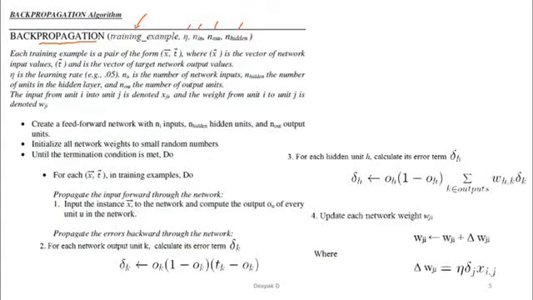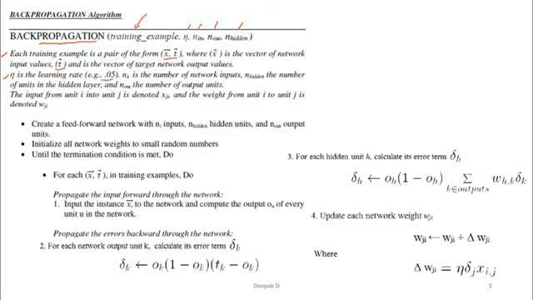The first thing is each training example is a pair of the form x comma t, where x is the vector of network input values and t is the vector of target network output values. Next is eta. It is called the learning rate. Here the learning rate is kept as small as possible, for example 0.05.